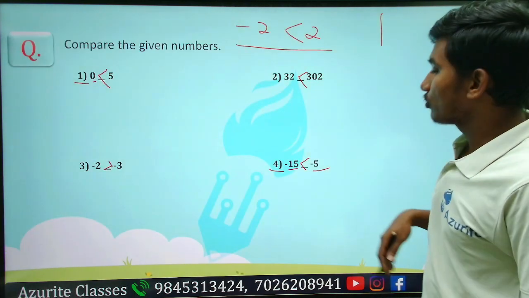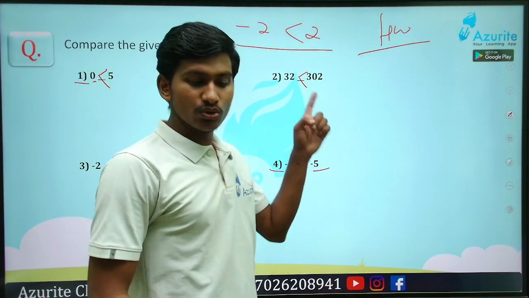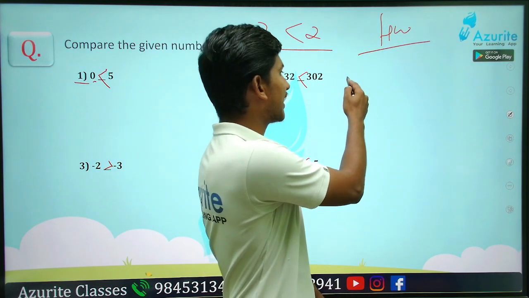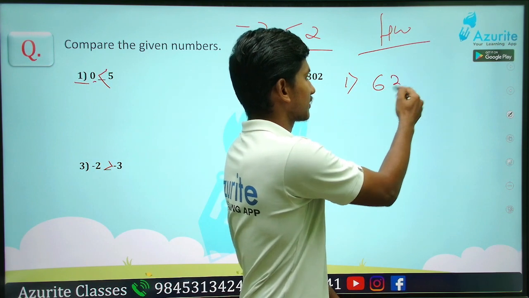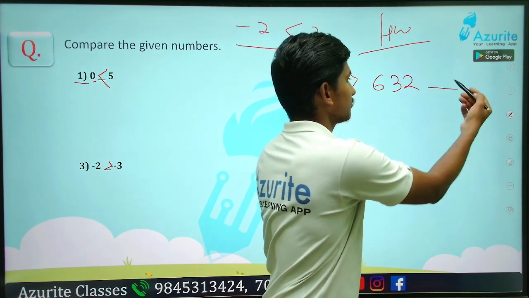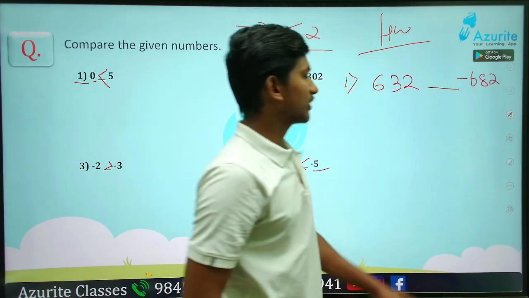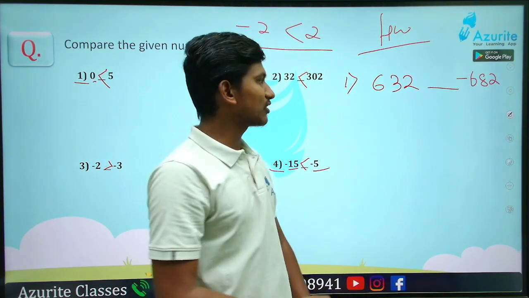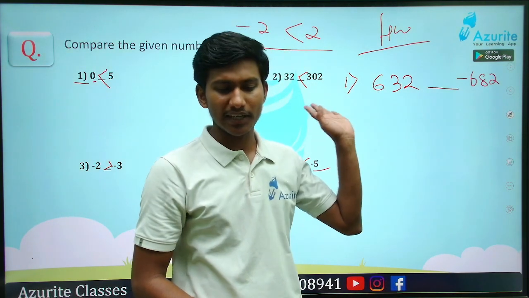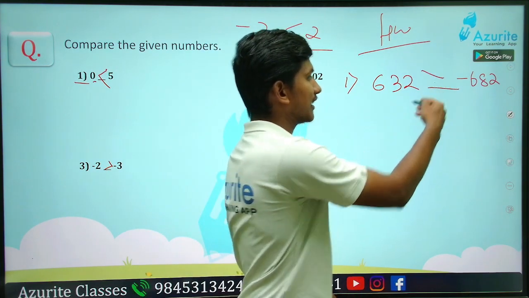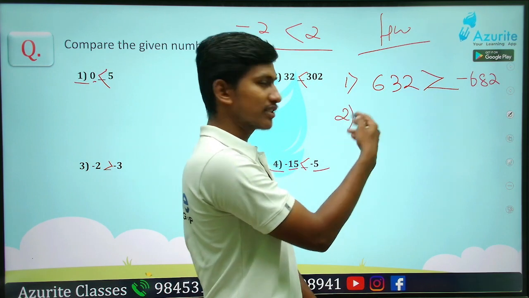Now you have to write down the homework and solve it. Everyone, we have to do the homework here. I will add some of the questions. Here one is plus and one is minus, so I will do this question first. 632, plus will always be bigger. Positive here, so this will be bigger than minus 682. So this is the answer. From the second question onwards it will be homework.